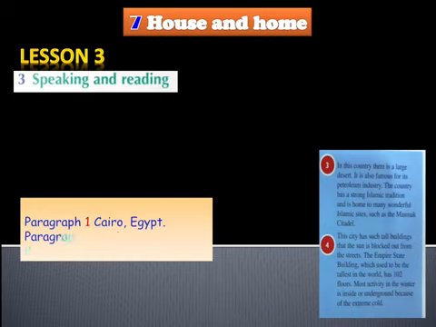Paragraph 1, Cairo, Egypt. Paragraph 2, India. Paragraph 4, New York, United States of America. And paragraph 3, Saudi Arabia.